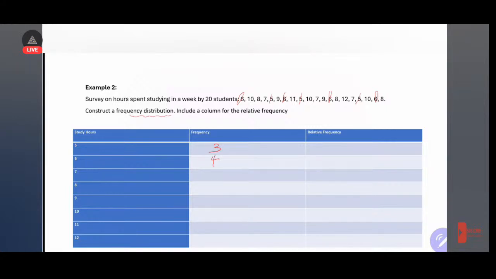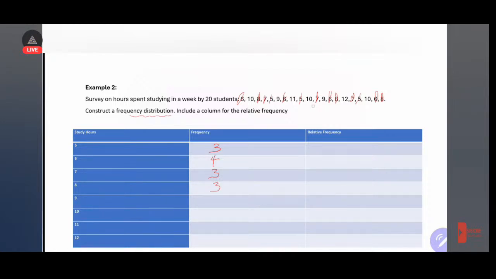What about 7? 7 we have 1. 7 we have 2, and here we have 3. And let's move to 8. So we have 1, and we have 2, and we have 3. The purpose of striking out is for you to be able to identify the one already counted.